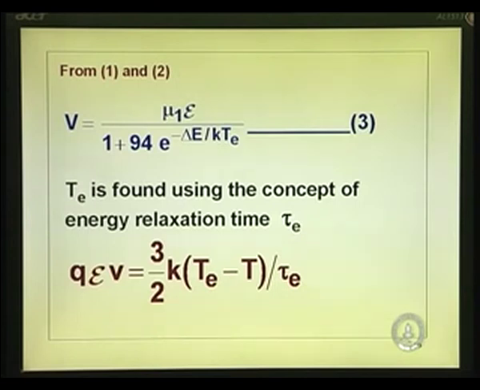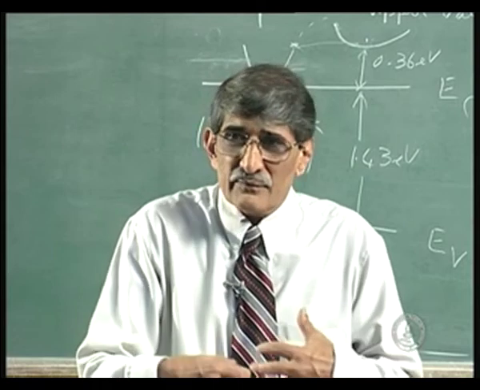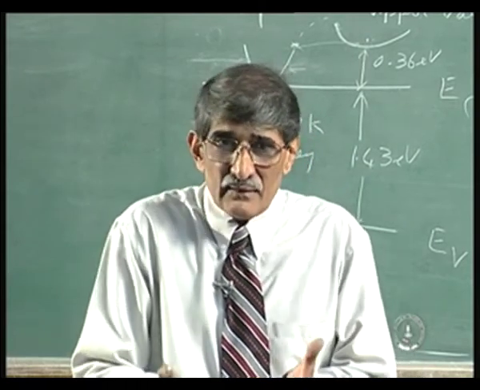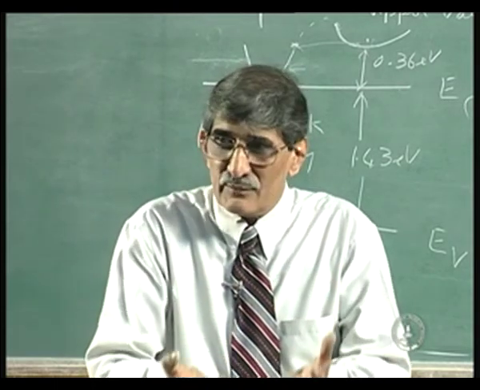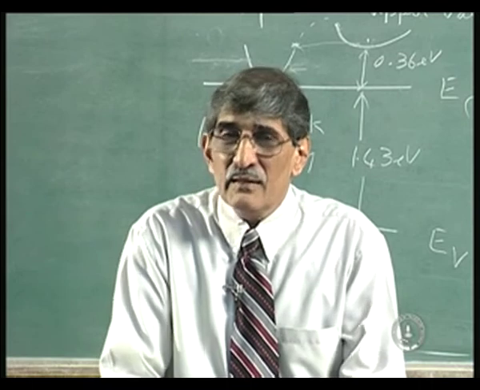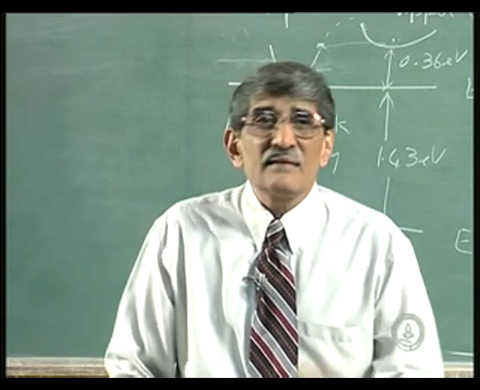Okay. What is that quantity tau e? Tau e is the energy relaxation time. What is the meaning of that relaxation time? You apply an electric field, the entire distribution of electrons versus energy gets affected, they get excited to higher energy states. Now, you remove the electric field, they will drop back to the original thermal equilibrium state. The average time required for the electrons to get back to the thermal equilibrium state, that is the relaxation time.